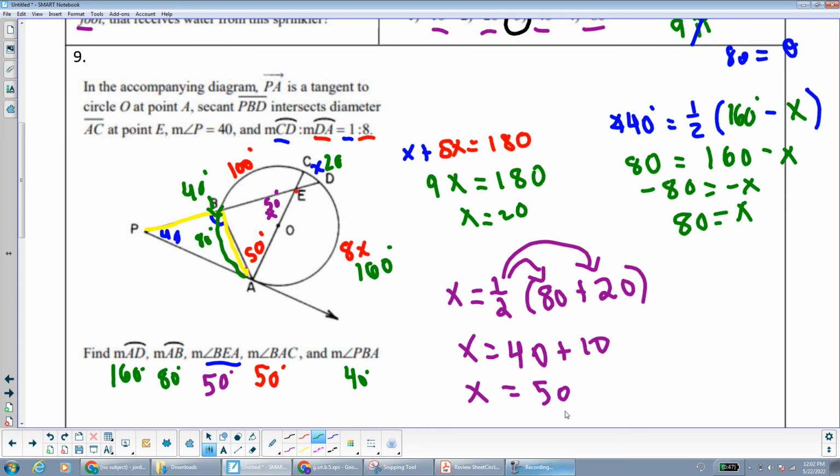In order to find that, we also could have used the fact that there's a triangle BAE, and now we know two angles of the triangle. We know 50 and 50, so we could use that to help us figure that out as well. But I think the easiest way is just to say that this is an angle on the circle, so it's half of its intercepted arc.